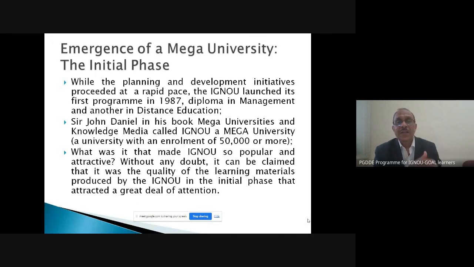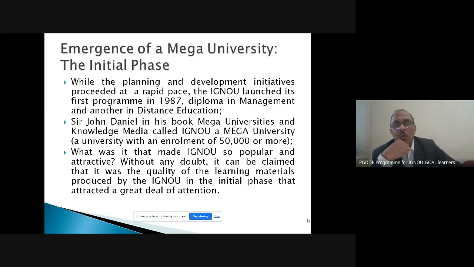What was the initial phase? As I said, it was established in 85, toward the end of 85. The work started, the academic program design started in the year 1986, and the first 2 programs were launched in January 1987.